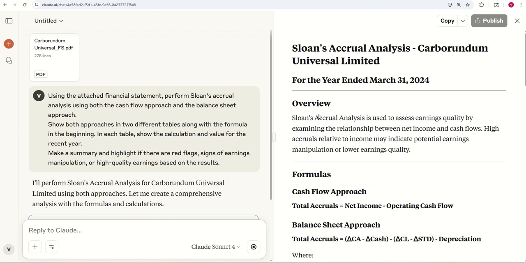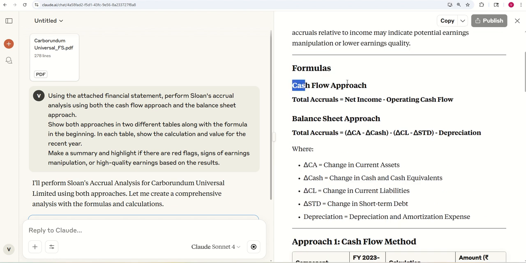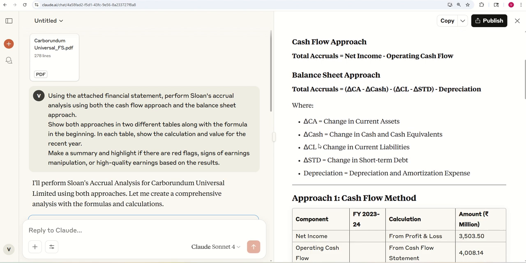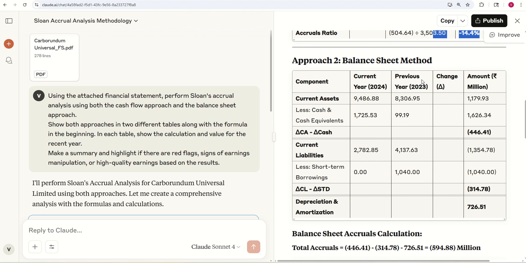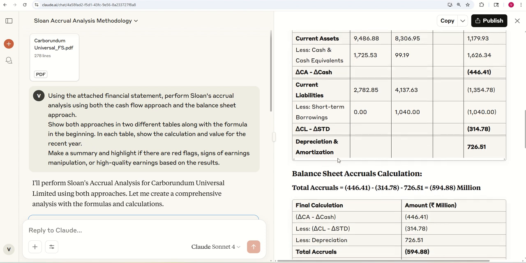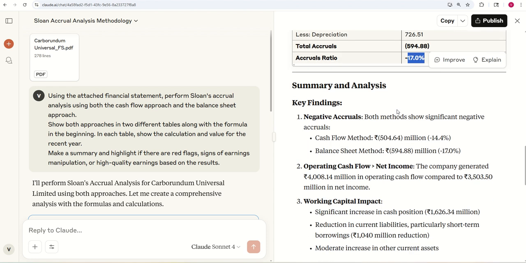It introduces the Sloan's accrual analysis. First is the cash flow approach, and the formula is what you saw in the PowerPoint just now. Approach one, the cash flow method, compares net income and operating cash flow to arrive at the accrual ratio. The balance sheet method is a bit lengthier. It calculates the different components and finally arrives at the accrual ratio. So what is the inference?